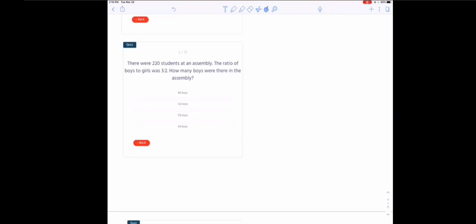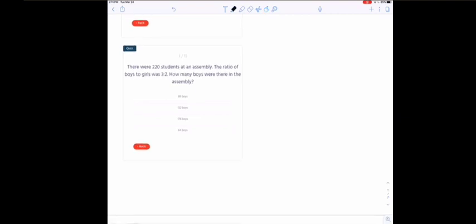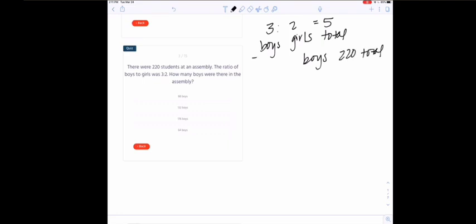This one says, there were 220 students at an assembly. The ratio of boys to girls was 3 to 2. How many boys were there in the assembly? There's 3 boys, 2 girls. If I add them up, this gives me 5 total. It's asking me for boys, and it's saying there's 220 total students.